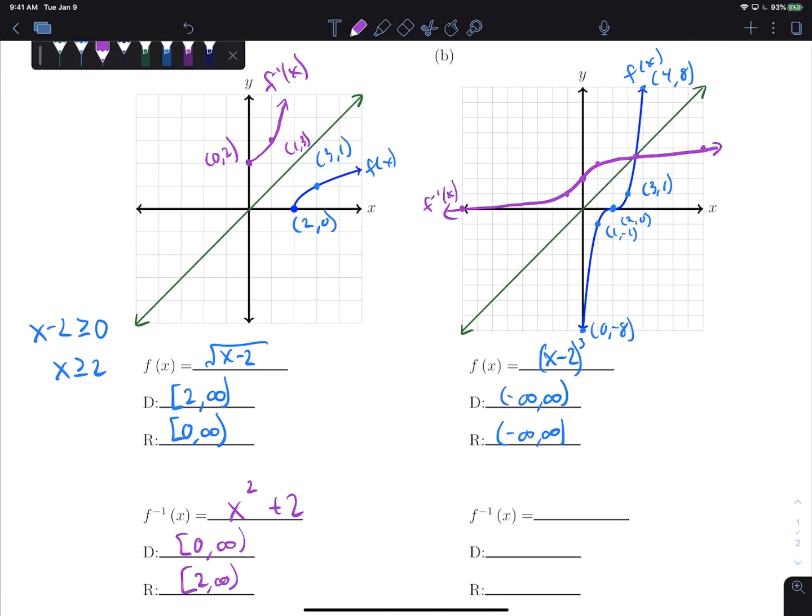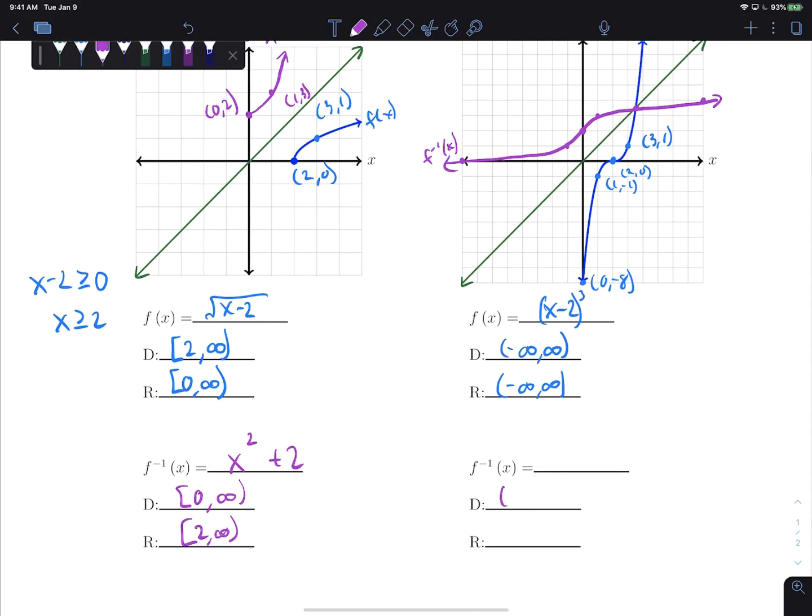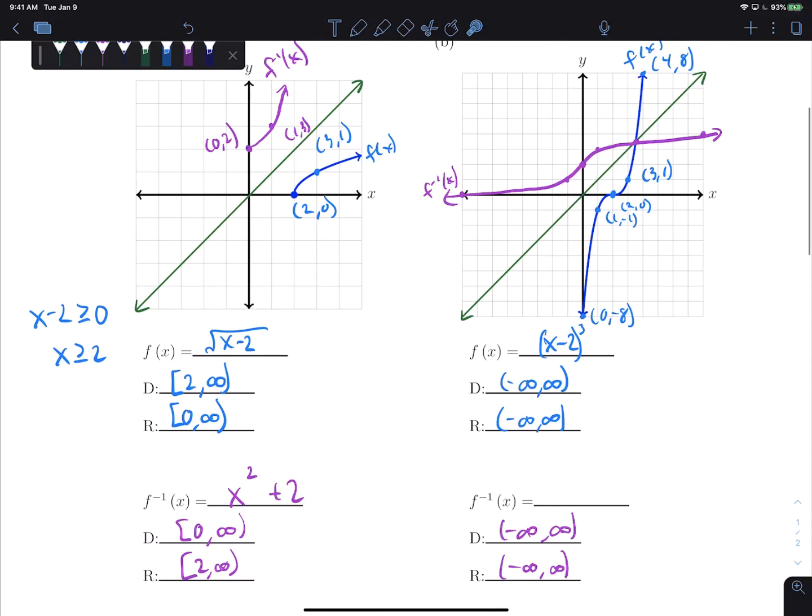And what's great about this is not knowing anything about the inverse function tells me that the domain and range must be negative infinity to infinity, because the domain of the original must be the range of the inverse, and the range of the original must be the domain of the inverse. The question is what about this one? Well, the opposite of cubing is cube rooting, and that's the form that we see here. This is a cube root function.